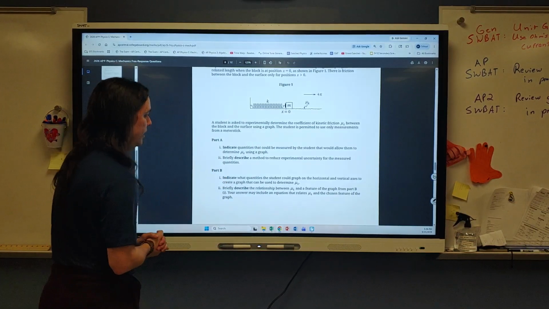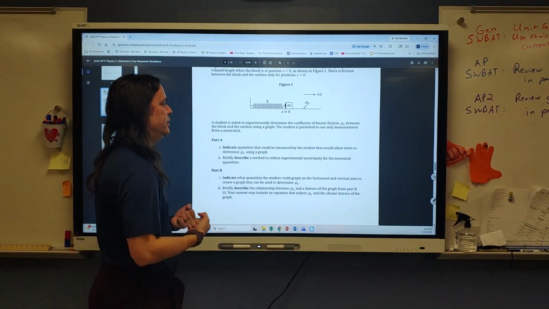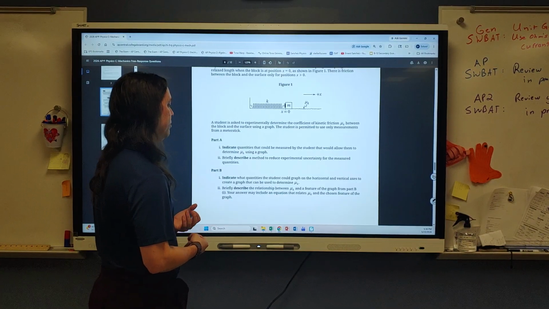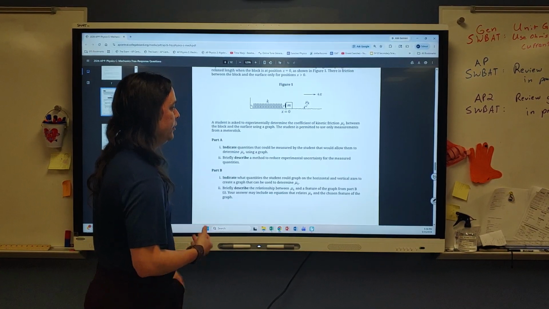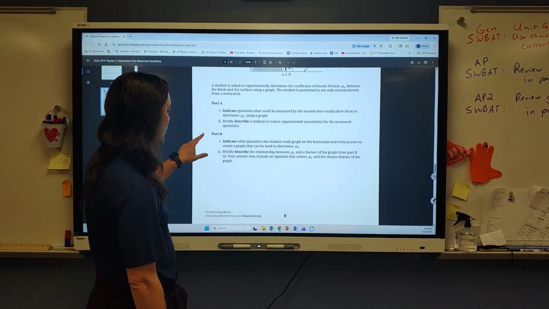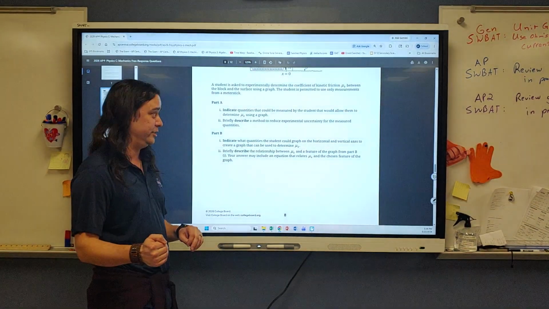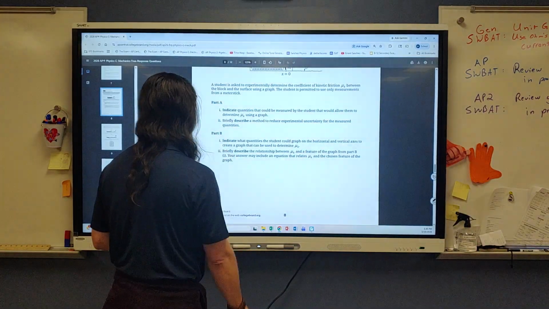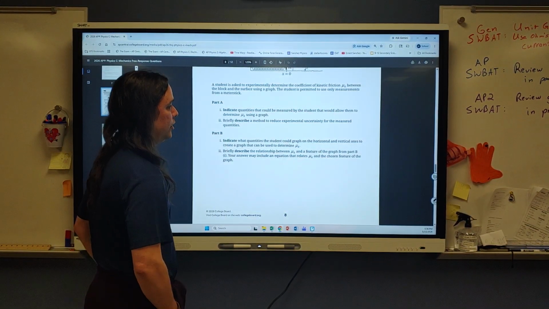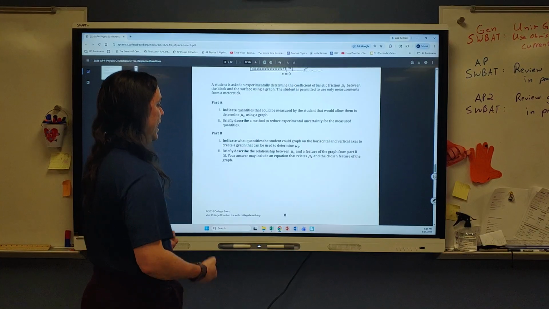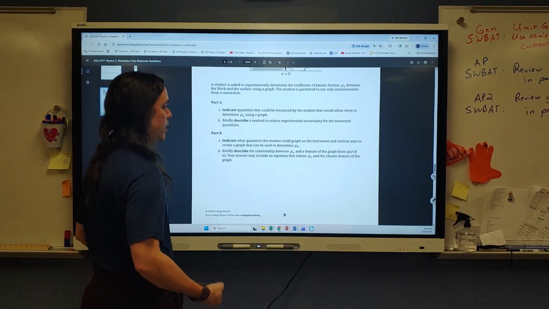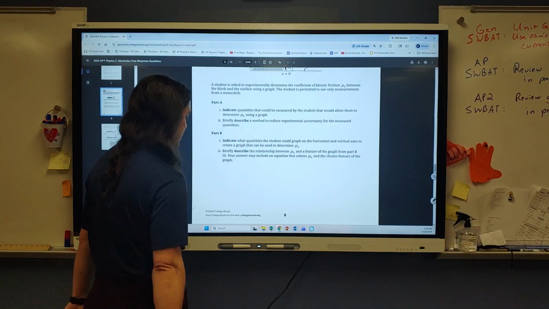Jumping back in. Okay. A student is asked to experimentally determine the coefficient of kinetic friction, mu k, between the block and the surface using a graph. The student is permitted to use only measurements from a meter stick. So we have another very broke school district that can only afford meter sticks. Part A: 1, indicate quantities that could be measured by the student that would allow them to determine mu k using a graph. 2, briefly describe a method to reduce experimental uncertainty for the measured quantities.